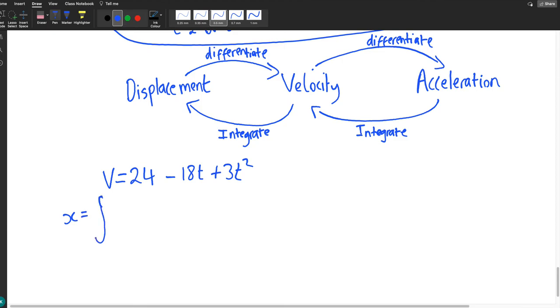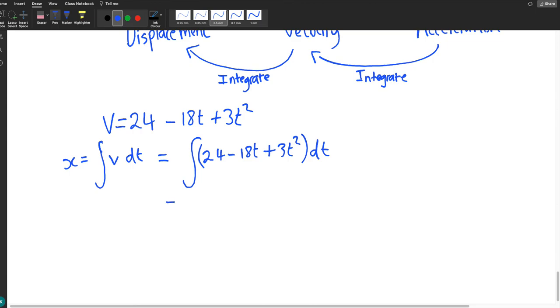The integral of v with respect to t. So that's the integral of this expression here, 24 minus 18t plus 3t squared dt. It's good to put the dt or d whatever, just so we can remind ourselves of what we're integrating with respect to. Okay, then when we integrate this, we get 24t minus 18t squared over 2 plus 3t cubed over 3 plus c.